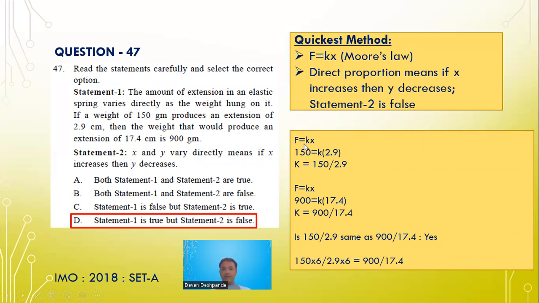Let's calculate. F is equal to spring constant into x, where F is the weight force. So 150 grams is equal to K into extension, which is 2.9. So what is the spring constant?